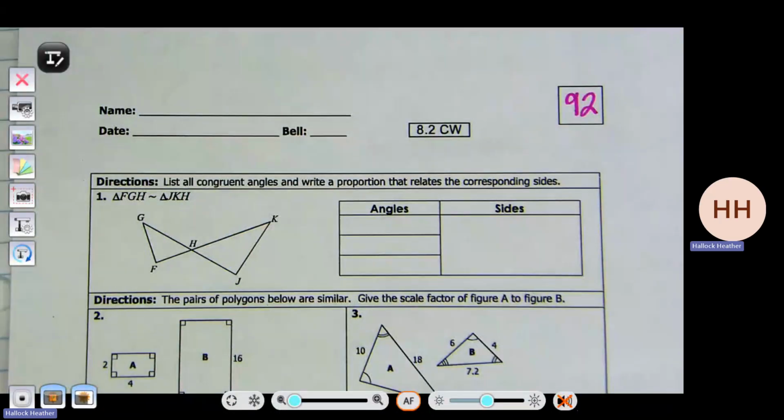What is dilate? Dilate means multiply. Times 2. Yes, I'm good at pencil. What did you put?